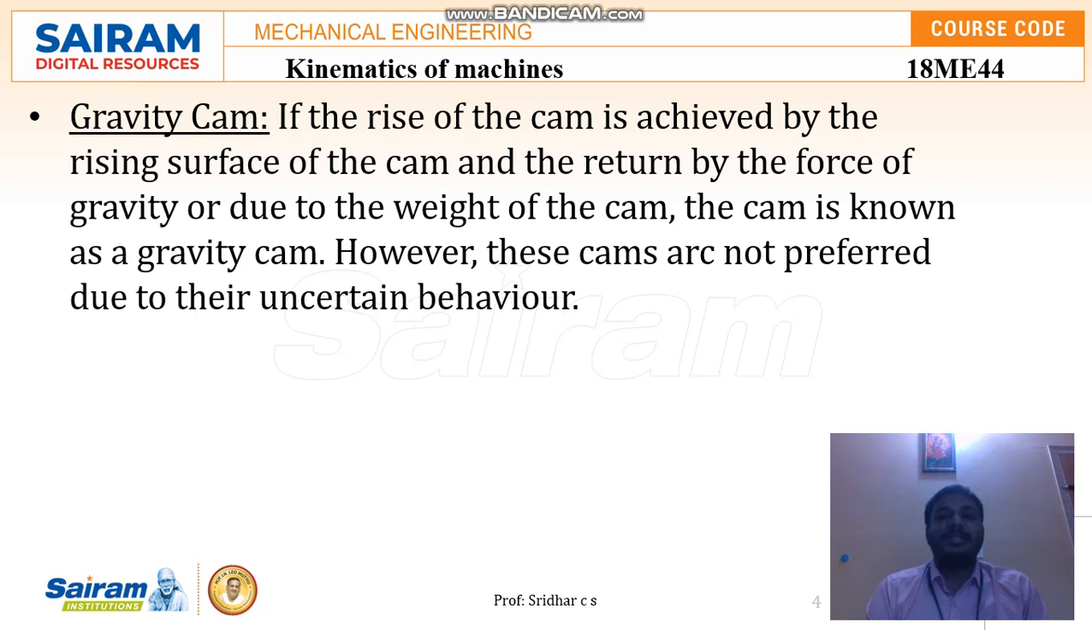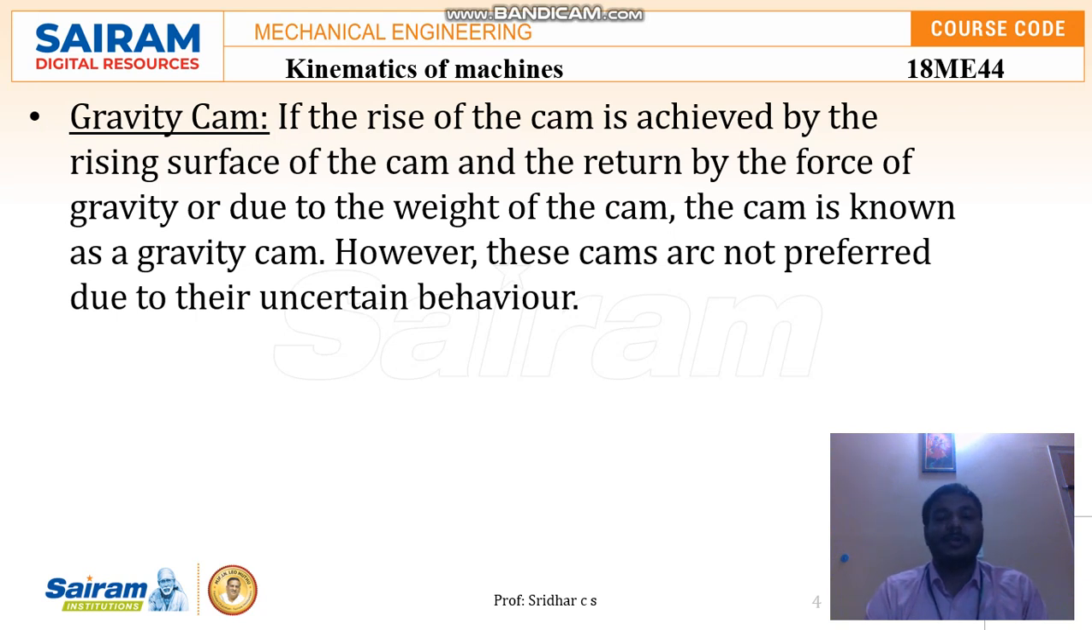So if the rise of the cam is achieved by the rising surface of the cam, then the return is by force because of gravity. See how this cam performs: the rise means the initial takeoff happens because of the rising surface of the cam, and the return is obtained because of gravity or due to the weight of the cam. The rise is achieved by the rising surface of the cam, and the return comes back because of the weight or the gravity. That is known as a gravity cam. So here it works on gravity, that is, on the weight of the cam.